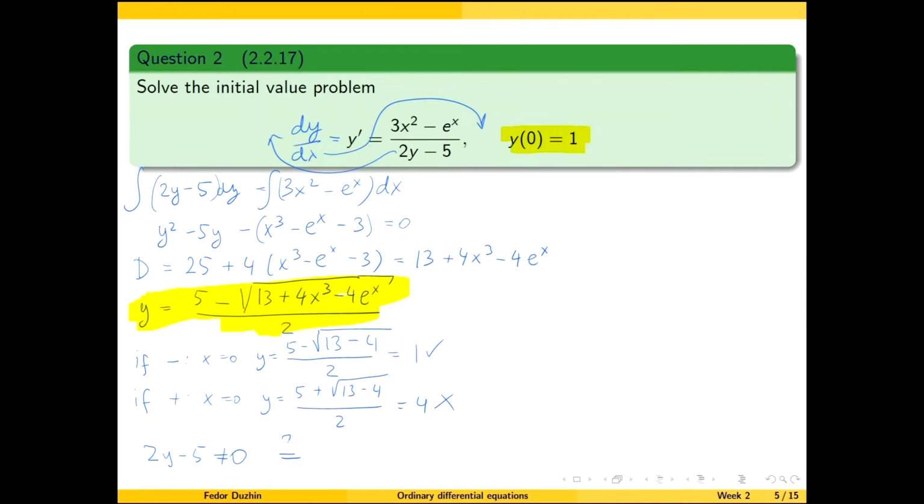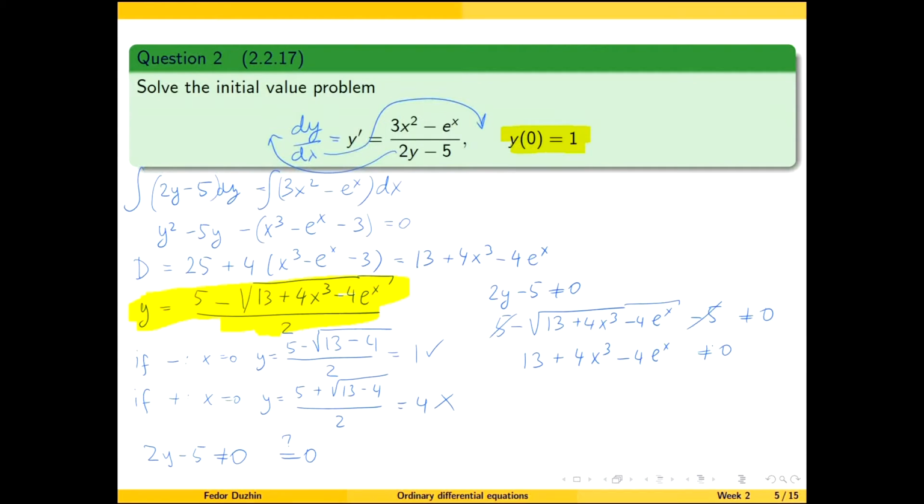So the question is, what if it is 0? If 2y minus 5 is 0, if the denominator in the original differential equation equals 0, then y has got to be, well, anyway, let me check. We need to make sure that 2y minus 5 does not equal 0. So 2y is 5 minus the square root of 13 plus 4x cubed minus 4e to the x. So 2y minus 5 is not 0, and 5 minus 5 cancels out. So we need to make sure that 13 plus 4x cubed minus 4e to the x is not 0.